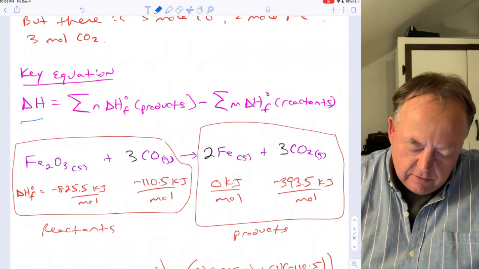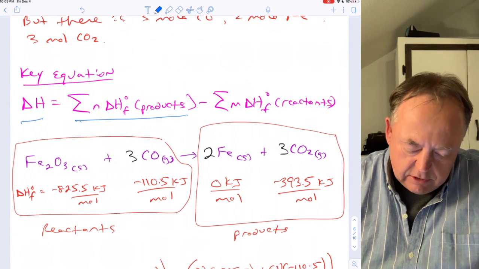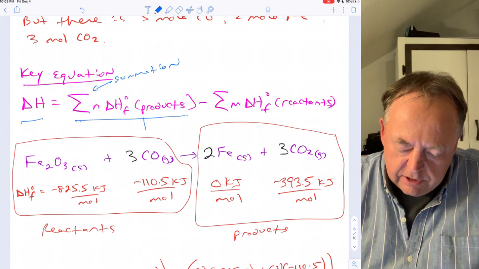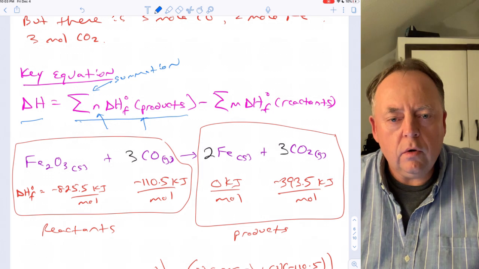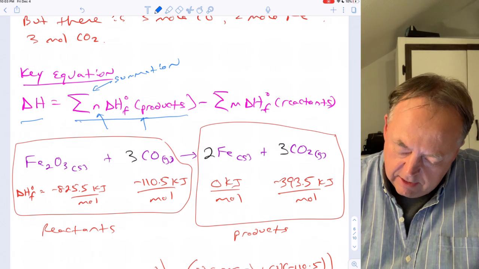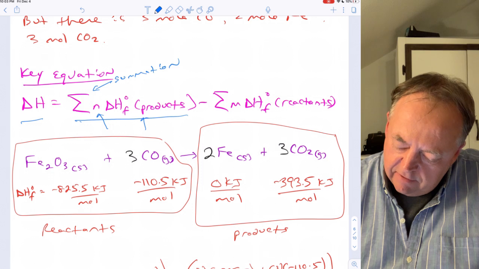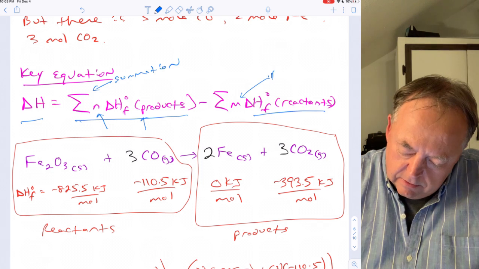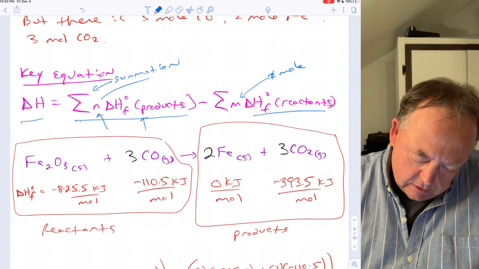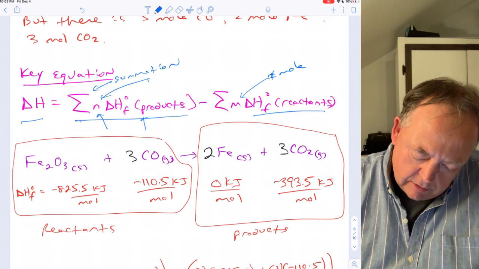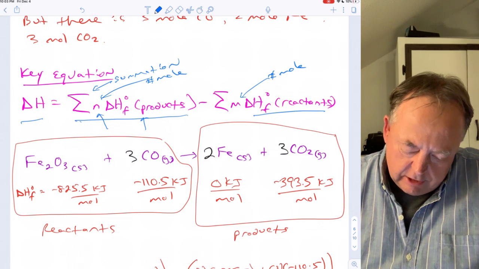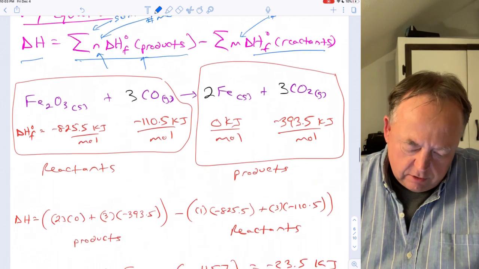So the heat of reaction is the summation, so that means summation, right? You're going to sum the heat of formations of the products times how many moles there are of each one. And then you're going to sum the heat of formation of the reactants times how many moles. The n and m represent the number of moles from the equation. You sum those up and then simply subtract them from each other.